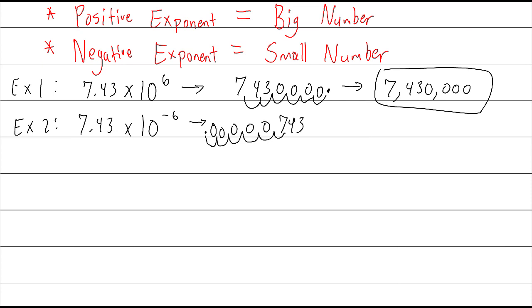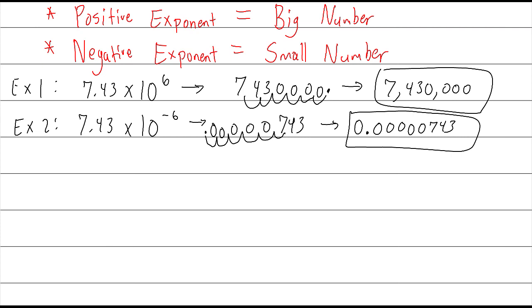So what number is that? That's a small number: point, 1, 2, 3, 4, 5 zeros, and then the 3 digits that were given, 7, 4, 3. So 0.00000743. That was hard to say. A very small number, right? You could put the 0 in the front if you want to, although it's not necessary.